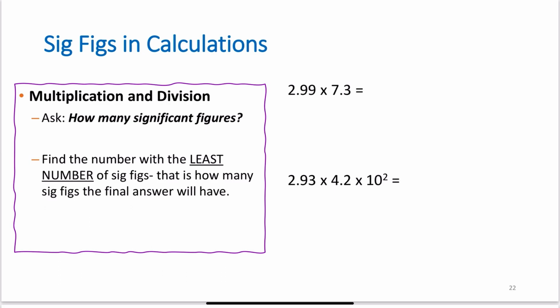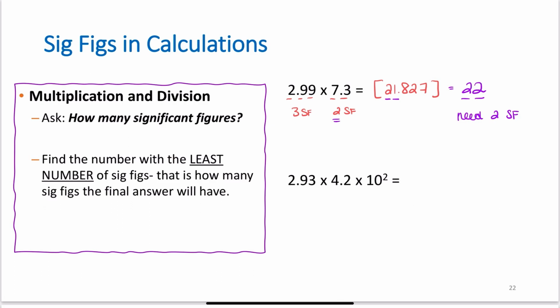For example, 2.99 times 7.3. 2.99 has 1, 2, 3 sig figs. 7.3 has 1, 2 sig figs. When I put this in a calculator, I'm going to get a calculated value of 21.827. But 2 sig figs is my least number of sig figs, so I'm going to keep this to 2 sig figs. 1, 2. I'm dropping that 8 and rounding this up to 22. I need 2 sig figs in my final answer, so I'm going to round this to the value of 22.